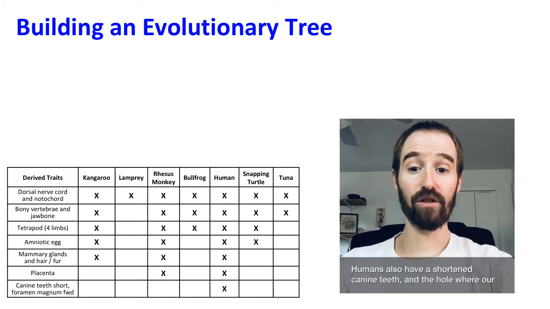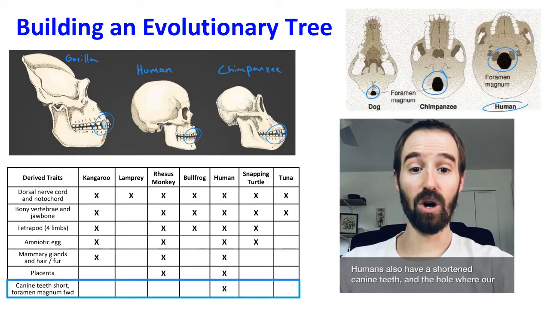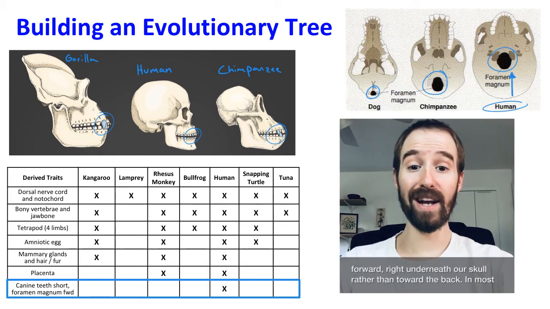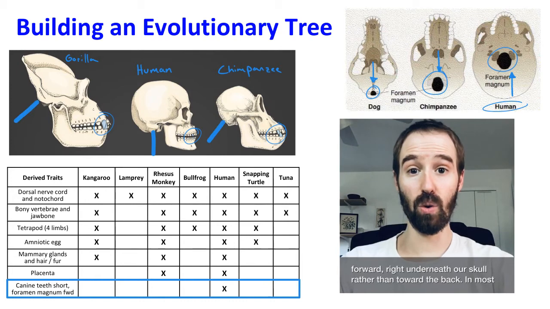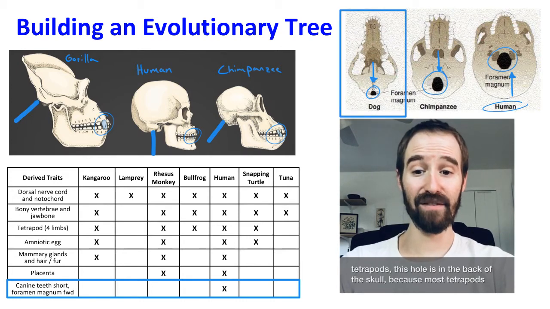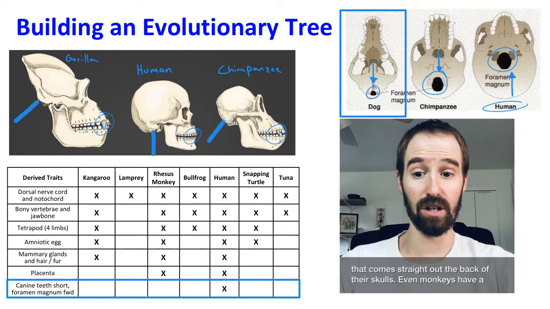Humans also have shortened canine teeth, and the hole where our spinal cord comes out of our skull, the foramen magnum, is far forward, right underneath our skull, rather than toward the back. In most tetrapods, this hole is in the back of the skull, because most tetrapods walk on four legs, and have a spine that runs roughly parallel to the ground, so it makes sense that they would evolve to have a spinal cord that comes straight out the back of their skulls.